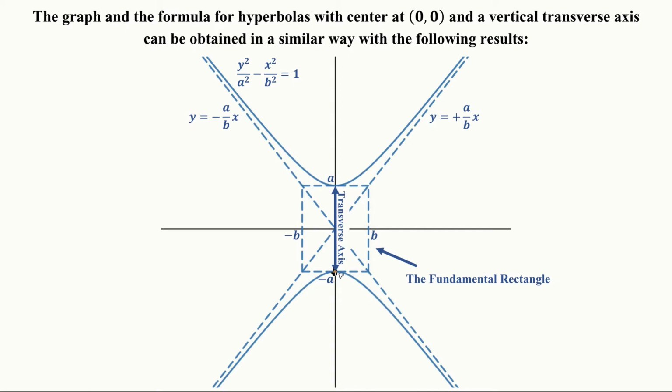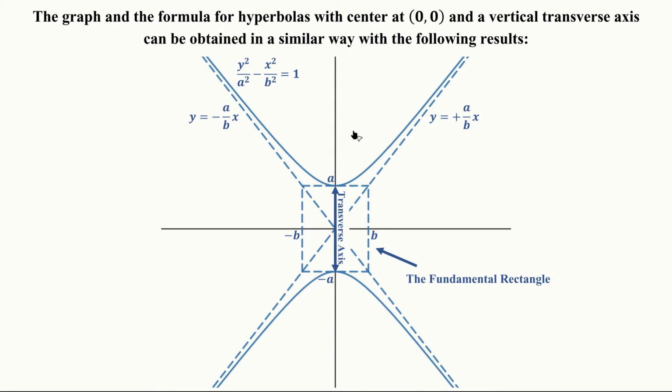However, notice that when we dealt with ellipses, a was always greater than b, right? But notice with hyperbolas, a can be less than b, a may be greater than b, or a may even be equal to b. In that case, you'll have a square as your fundamental rectangle.